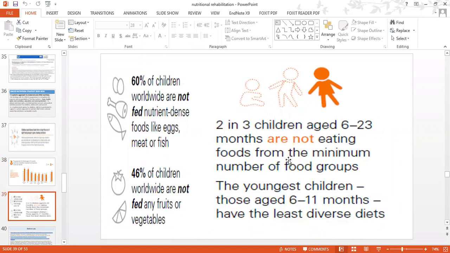60% of children worldwide are not fed nutrient-dense food like egg, meat, or fish. In this figure, which is worldwide, you can see 46% are not fed any fruit or vegetables. And 2 out of 3 children aged between 6 and 23 months, which is the most vulnerable age group for malnutrition, are not eating food from the minimum number of food groups. The youngest children between 6 to 11 months have the least diverse food, and that has been concluded in the UNICEF document.